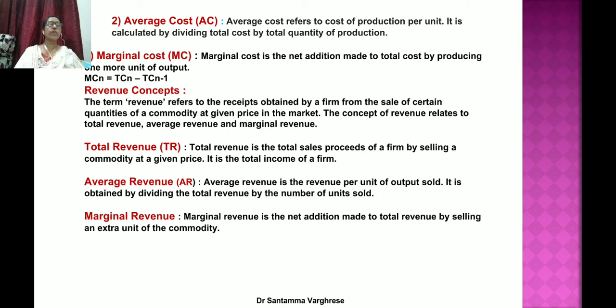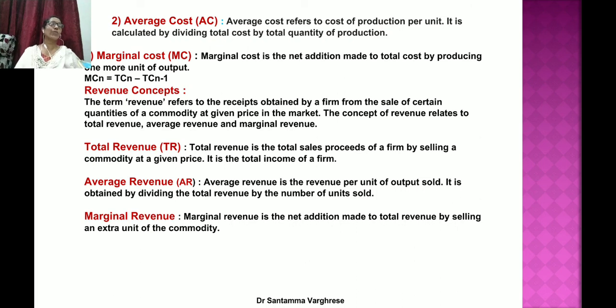Total revenue is the total sale proceeds of a firm by selling the commodities at the given price. It means the total commodities I sold, and the price of those commodities, that is the total revenue. What I got in total, that is the total revenue. Now, average revenue is the revenue per unit of output sold. It is obtained by dividing the total revenue by the number of units. I got total revenue of 100, so my average revenue for 10 packets of biscuits is 100 divided by 10. So my average revenue is 10.